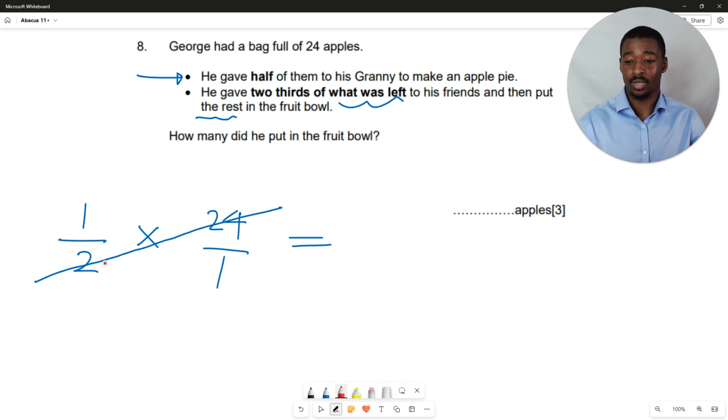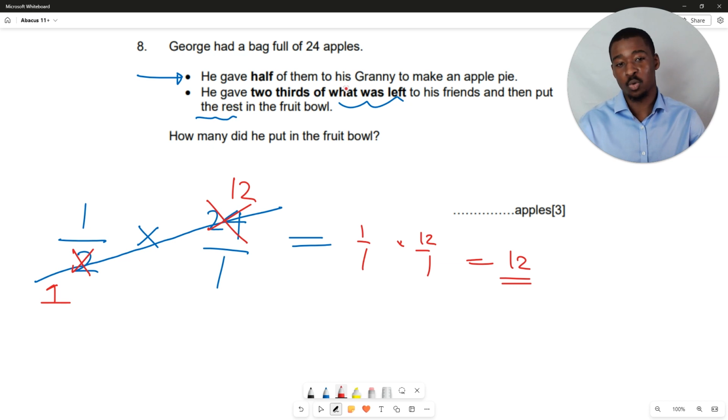Why? Because we have a common factor of 2. 2 goes into 2 and it also goes into 24. It goes into 2 once and into 24 12 times. So here we have 1 over 1 times 12 over 1, or just 12. So he gave 12 to his granny.